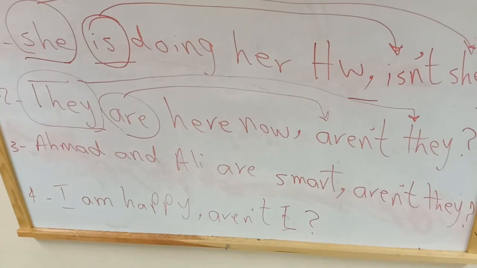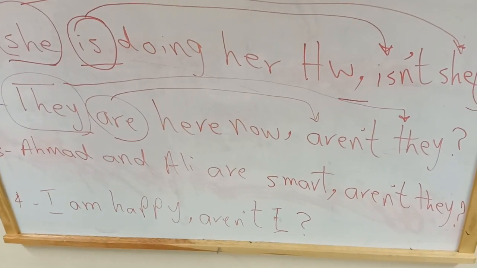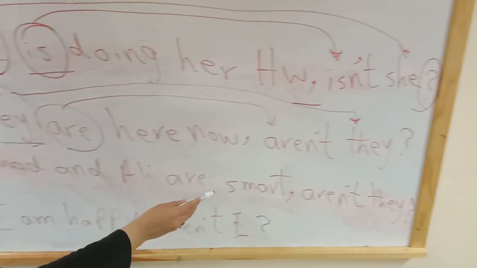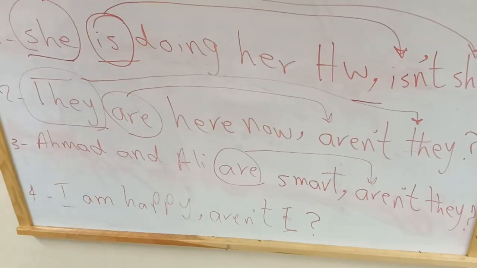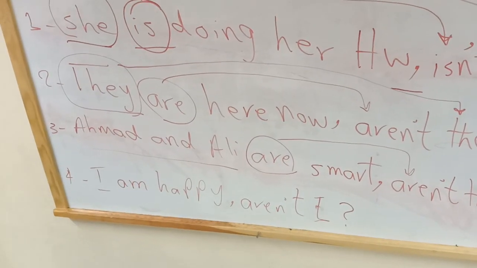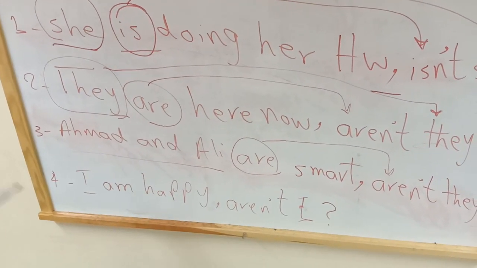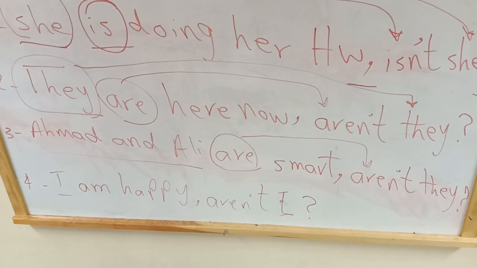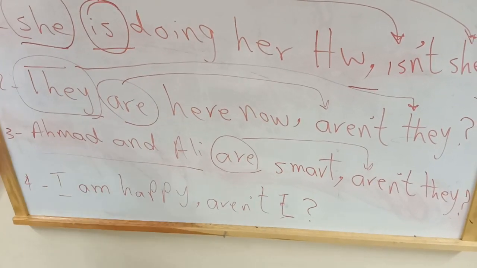Ahmed and Ali are smart. Ahmed and Ali, these are names. Are, this is the auxiliary. I turn it into negative, as I said, and put it here after the comma. What about the subject pronoun? Do I have a subject pronoun here? No, I have Ahmed and Ali, so I have to replace them with a subject pronoun. Which is proper to put here? They. Great. So, aren't they?